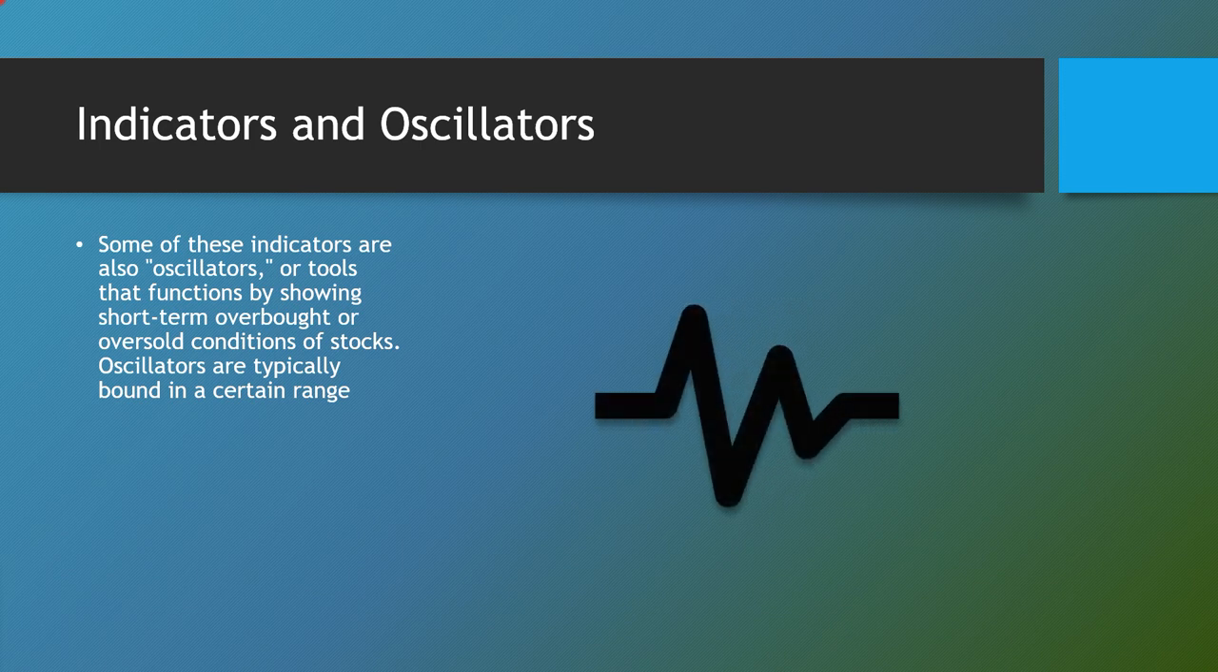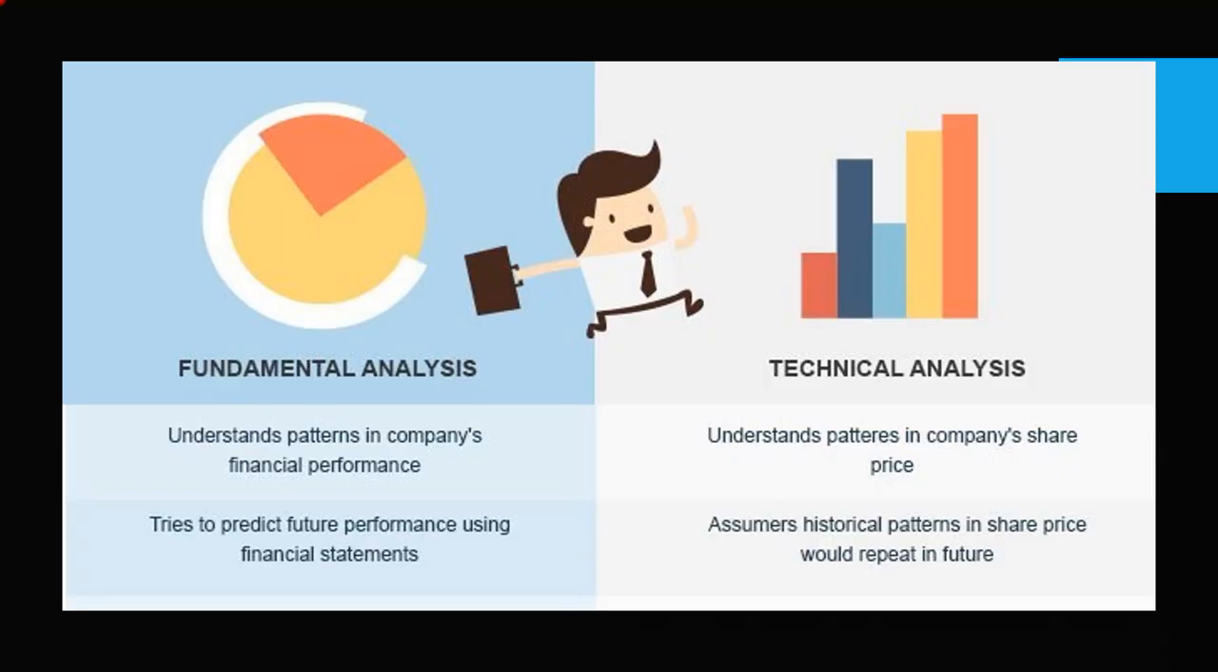Now, some of the indicators are also oscillators, or tools that function by showing short-term overbought and oversold conditions of stocks, securities, commodities, currencies. Oscillators are typically bound in a certain range. So we've broken down, we have fundamental analysis that understands patterns in a company's financial performance and tries to predict future performance using financial statements, where technical analysis understands patterns in a company's share price and assumes historical patterns in share prices would repeat in the future.